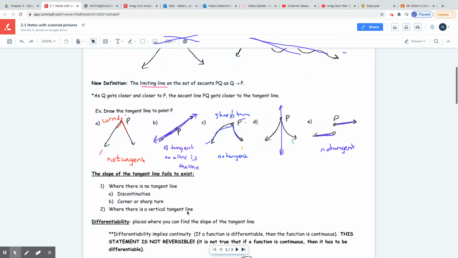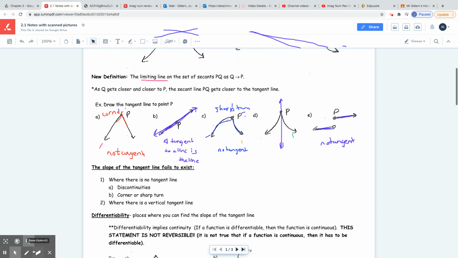Scroll down. All right. So the slope of the tangent line, well, meaning you can't have a slope if there is no tangent line. All right. So where does the slope of the tangent line fail to exist? Well, that means basically where is there no tangent line? Well, where there is no tangent line are any discontinuities. So anytime you have a hole, a jump, or an asymptote. Okay, so you will never have a tangent line in any of those situations.